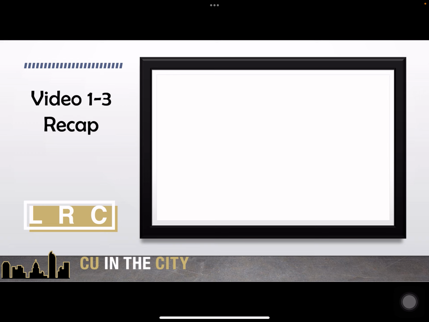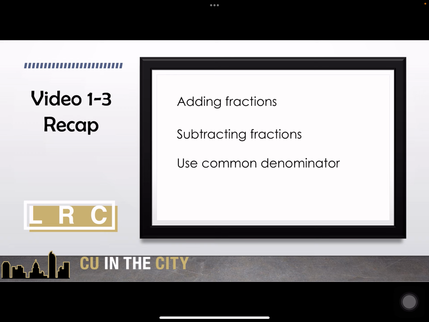So in this video, we learned how to add and subtract fractions after making sure the denominators are the same using the golden rule and ensuring that we only perform the operation on the numerator. Please continue to video 4, where we will discuss how to multiply and divide fractions next.